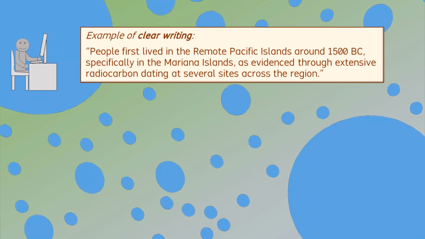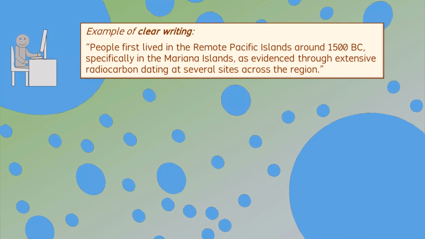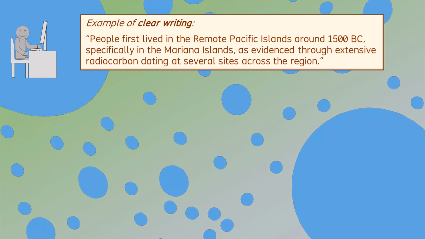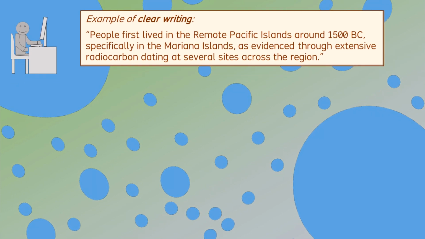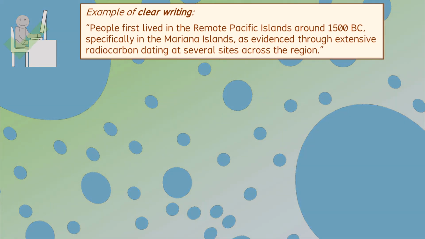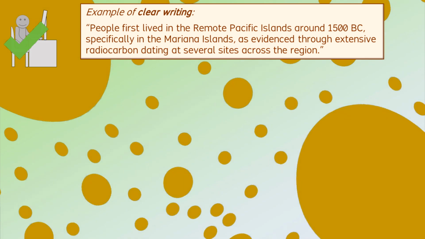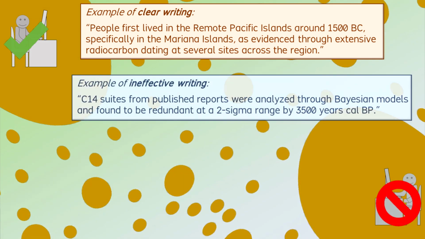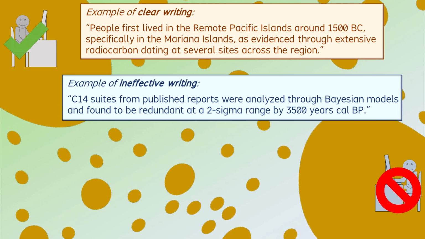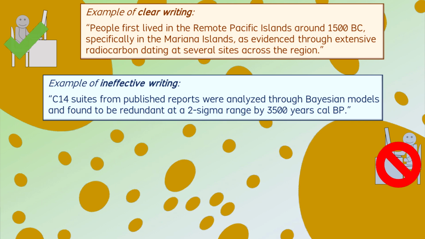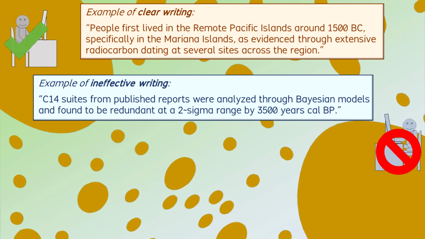People first lived in the remote Pacific Islands around 1500 BC, specifically in the Mariana Islands, as evidenced through extensive radiocarbon dating at several sites across the region. Now here is an example of ineffective writing. C14 suites from published reports were analyzed through Bayesian models and found to be redundant at the 2 sigma range by 3,500 years Cal BP.